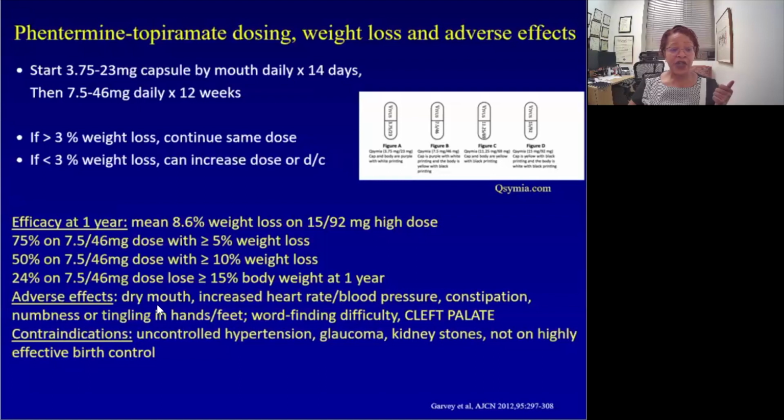And in terms of side effects, again, with the phentermine, you don't use it in patients who have uncontrolled blood pressure because it can increase your blood pressure or heart rate. Typically, dry mouth is the biggest deal. It cannot be used in women of childbearing age, unless they're on a highly effective type of contraception like an IUD or have had tubal ligation. The reason for that is because topiramate, that medication that's also for migraines and seizures, if somebody were to get pregnant, it increases the risk for cleft palate in that fetus.